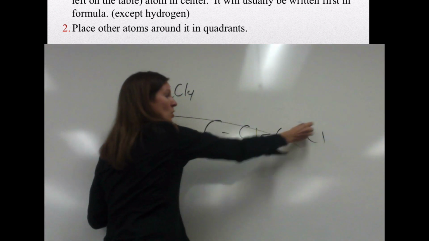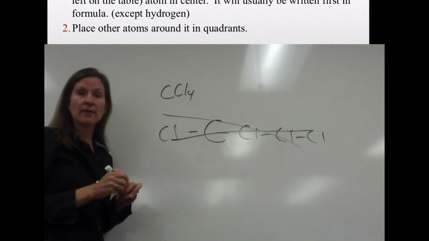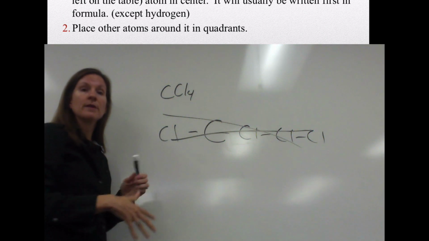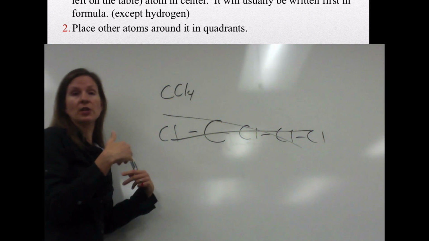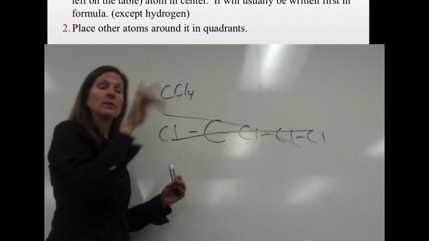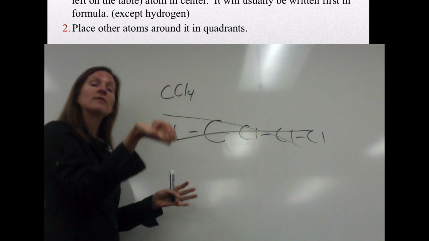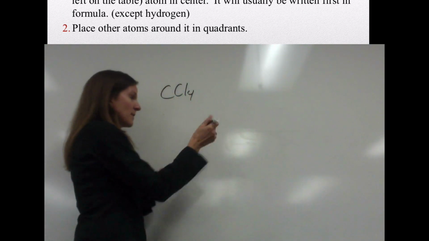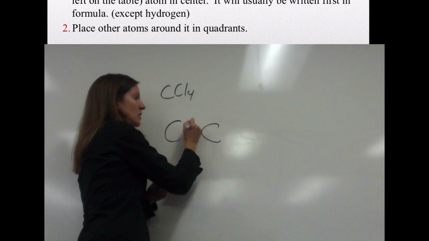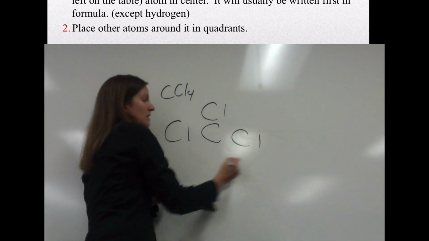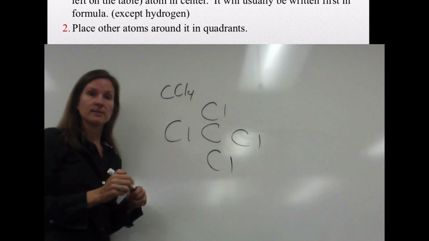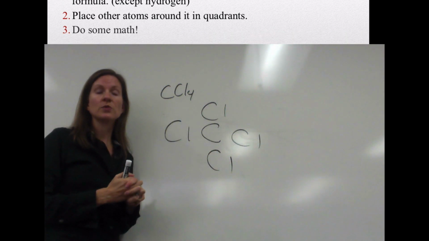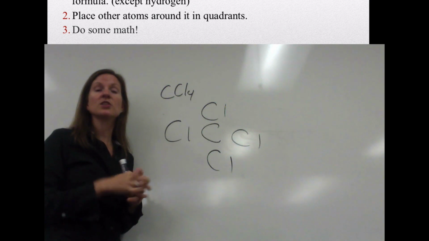This is a big no. That's not how things draw themselves in real life. Things flower from the center. So always imagine that you're making flowers. So we put something in the center and we flower everything out from there, kind of like in a spiral. So carbon then would go in the center and all the chlorines would flower out from the center in the different quadrants. The next step to figure out how to arrange this Lewis dot structure is to do some math.